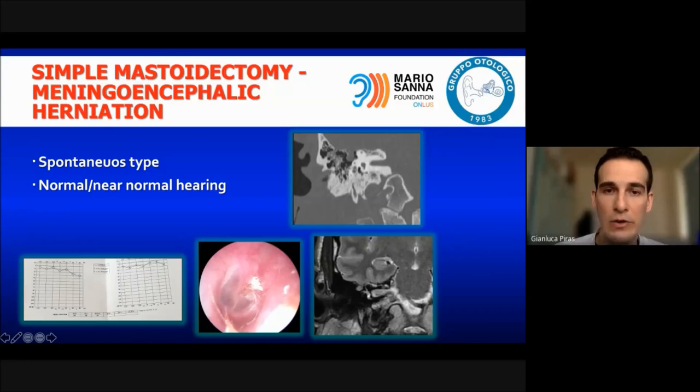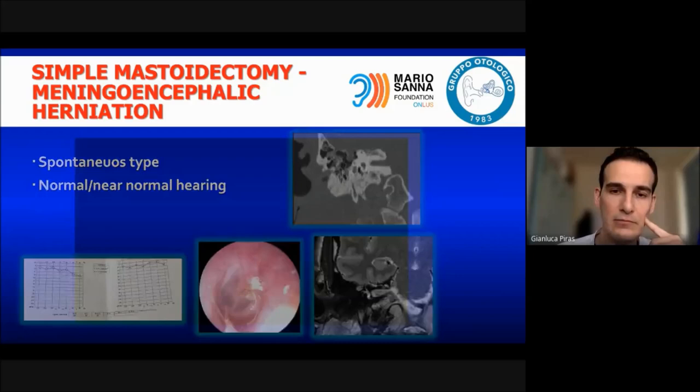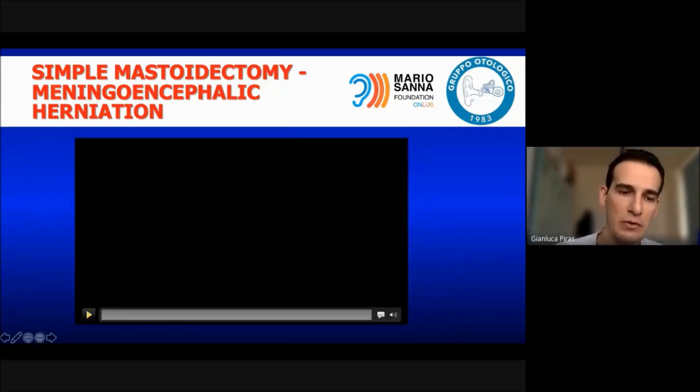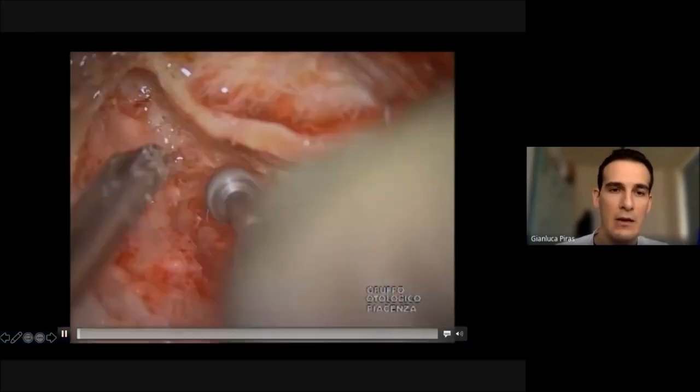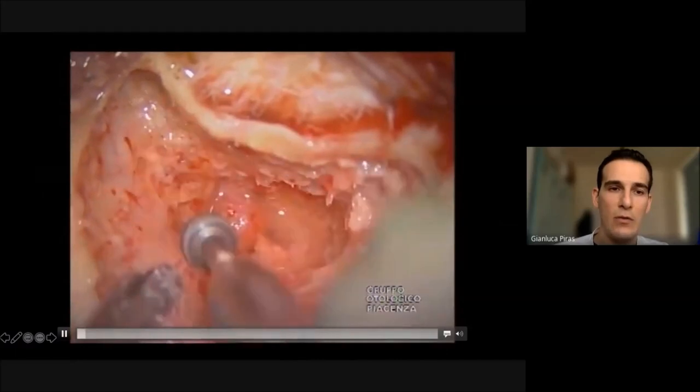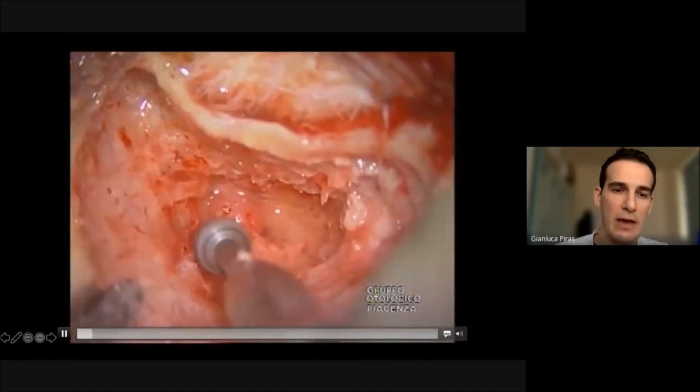So always do a CT scan, always check if there is a deficit in the tegmen tympani, in the tegmen antri, and check if there is some brain inside the middle ear. In this case, the hearing was good. We did a simple mastoidectomy. You see, that's the posterior canal wall. That's the middle fossa dura plate.